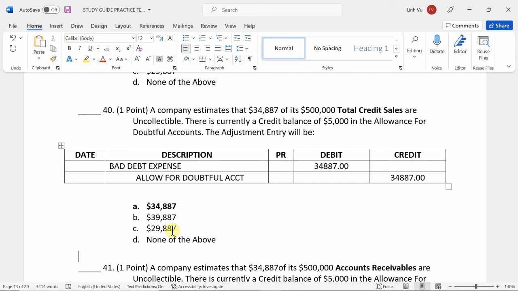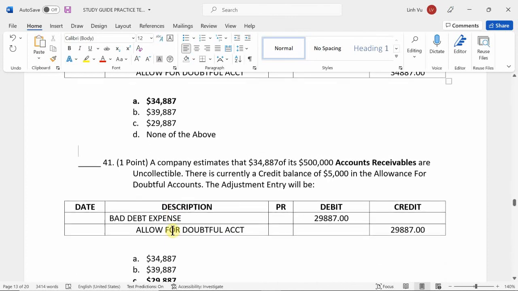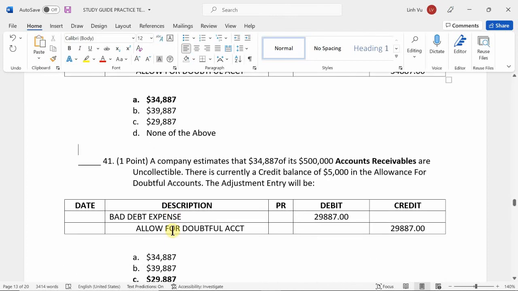So when I know that this appears on the balance sheet, the keyword we're looking for is accounts receivable, because that's going to tell me that this is on the balance sheet. And if I care about what's on the balance sheet, that means I care about what the balance is going to be in the allowance for doubtful accounts, because it affects my accounts receivable. So that's why on number 40, where it says total credit sales, that's what's highlighted? Correct. It doesn't say accounts receivable anywhere, so that's why it's just the 3487.